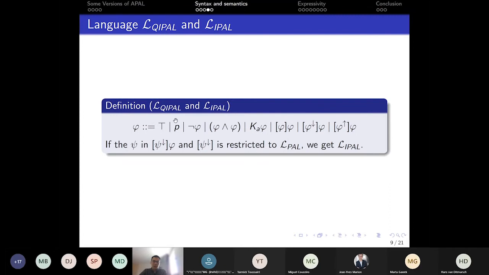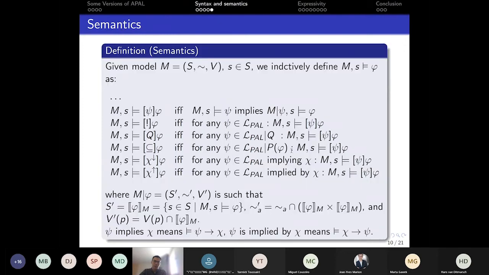Okay, and for the language of QAPAL and IPAL, the quantifier has the formula phi and the down arrow and up arrow as parameters, and if this psi, I mean within this quantifier, this psi is quantifier free, then it is IPAL. Okay, here is the semantics.